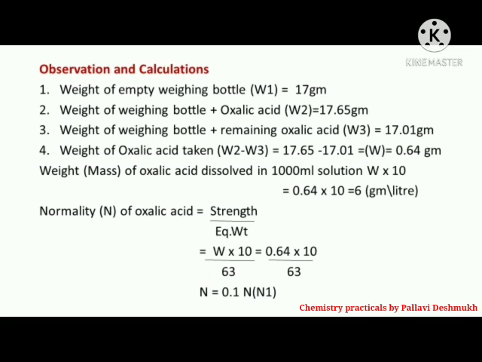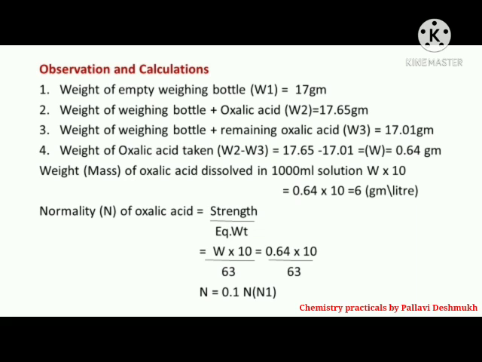Now the observations and calculations. Weight of the empty weighing bottle is 17 gram. Weight of the weighing bottle plus oxalic acid is 17.65 gram. Weight of the weighing bottle plus remaining oxalic acid, which is left after transferring the oxalic acid from the weighing bottle to the volumetric flask, is 17.01 gram. So the weight of oxalic acid taken is 0.64 gram.